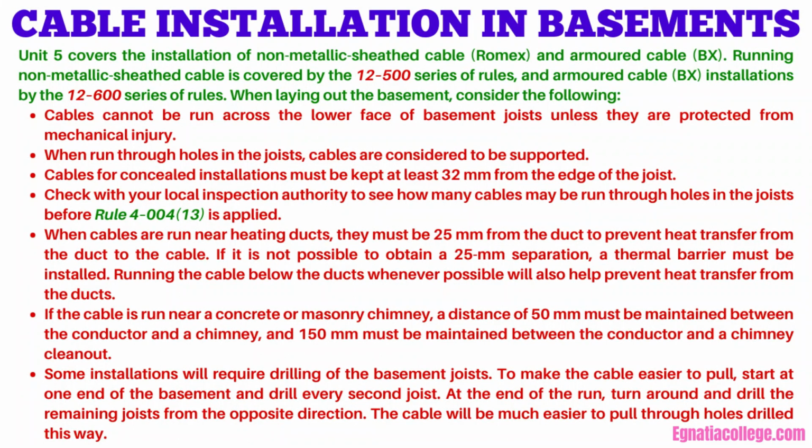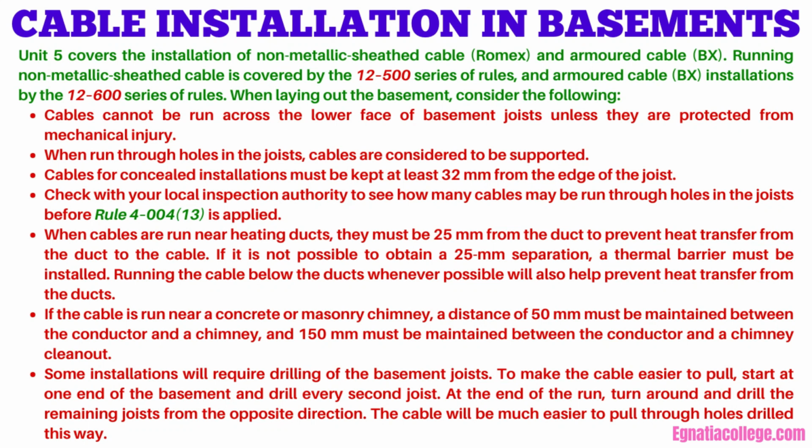Cable installation in basements. Unit 5 covers the installation of non-metallic sheath cable, Romex, and armored cable, BX. Running non-metallic sheath cable is covered by the 12-500 series of rules, and armored cable, BX, installations by the 12-600 series of rules. When laying out the basement, consider the following. When run through holes in the joists, cables are considered to be supported. Cables for concealed installations must be kept at least 32 mm from the edge of the joist.